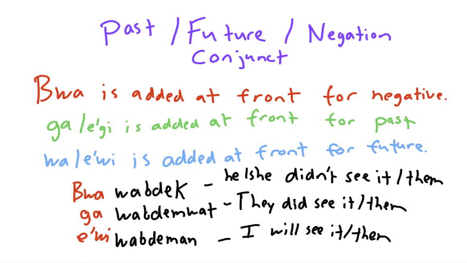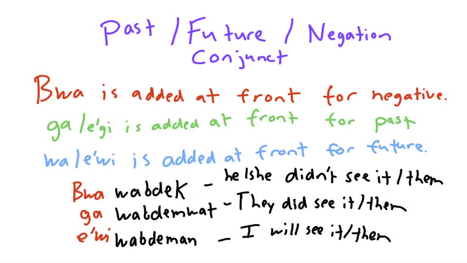So here's an example with wabduk. He or she, this by itself would be he or she sees it or them. Bawa wabduk, he or she didn't see it or them. Ga wabdum wat. They did see it or them. Ga, the past. Wabdum wat. They did see it or them. Now I could have used egi here also. Either one works, either ga or egi.